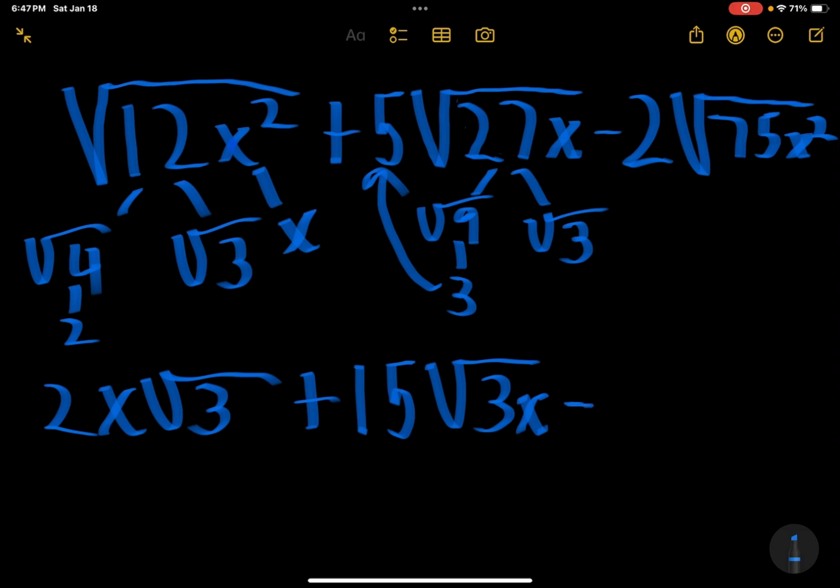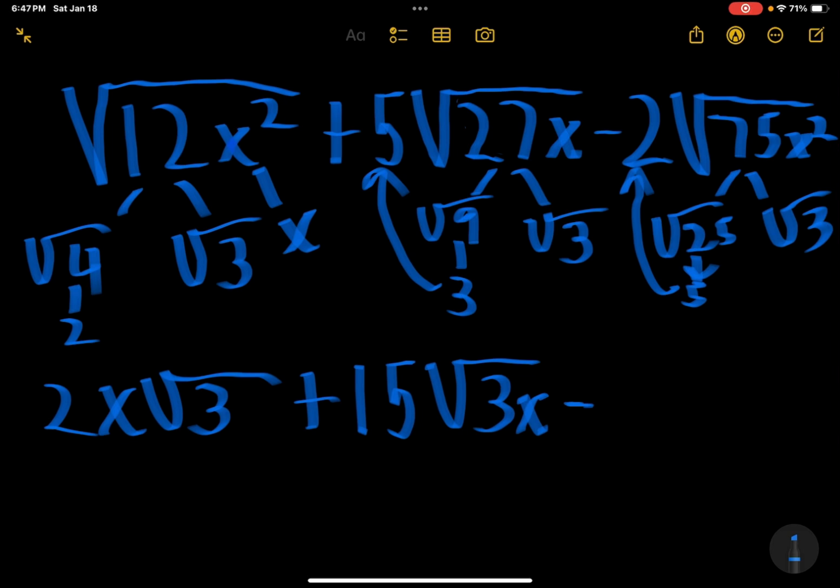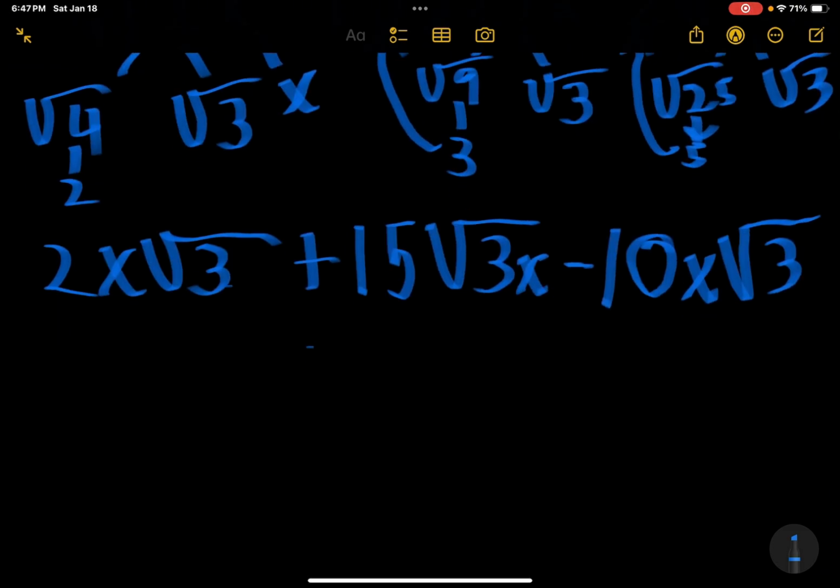So next, we got the 75x squared. So 25 times 3 is 75. So we're going to do 25 square root 3. We know square root of 25 is 5. 5 times 2 is 10. So we got 10. And then we got x squared up here as well. The square root of x squared is x. So we got 10x. And then we can't forget that square root 3. There we go.